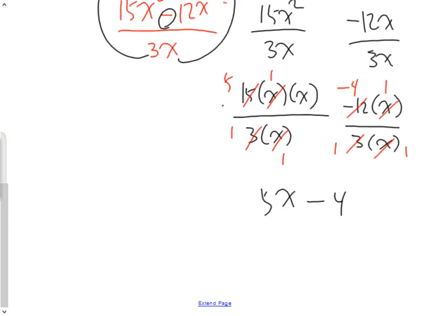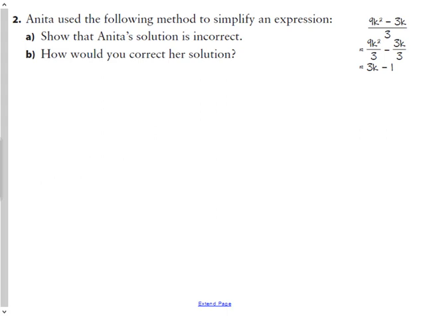That's the gist of what we have to do for this one. The first question that we're going to do is question 2. It says, Anita used the following method to simplify the expression. Is she correct? So here she has 9k squared divided by 3.